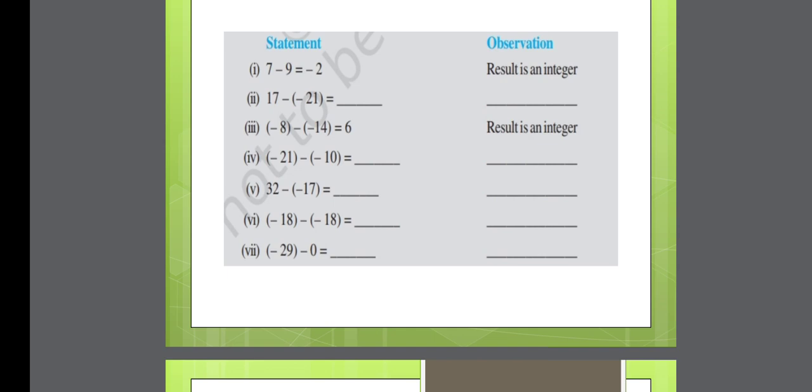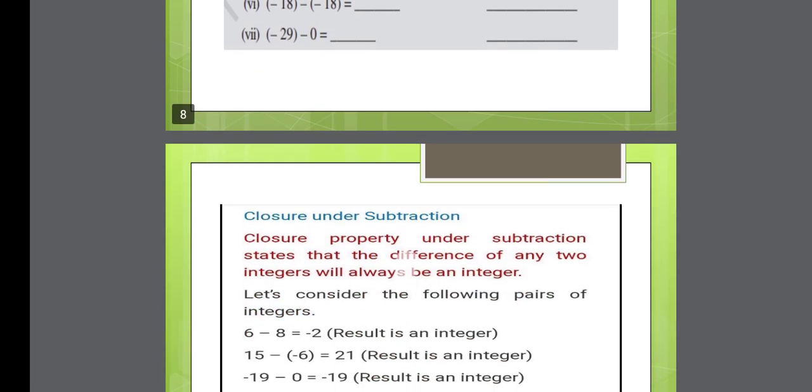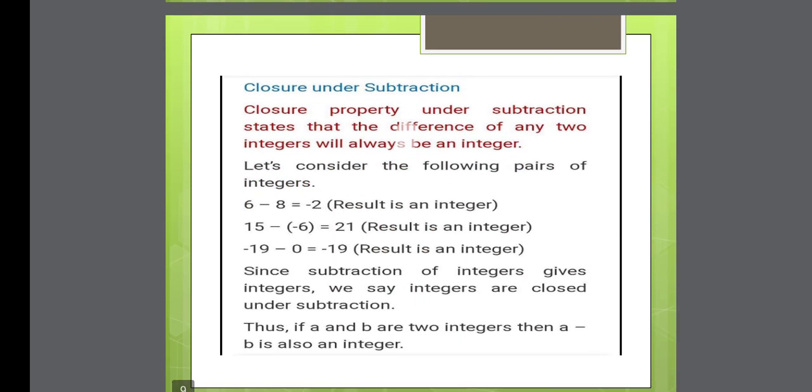So students, you are asked to please solve all those statements, find the result, and check whether you are getting your result as an integer or not. So what can we conclude? As we know, the closure property under subtraction states that the difference of any two integers will always be an integer.